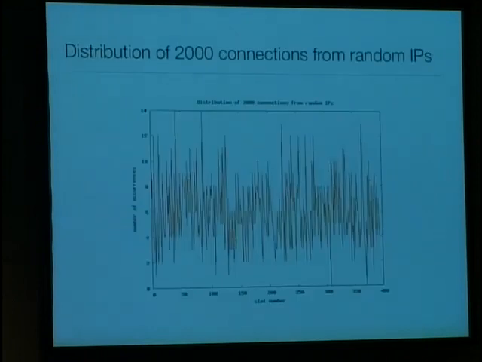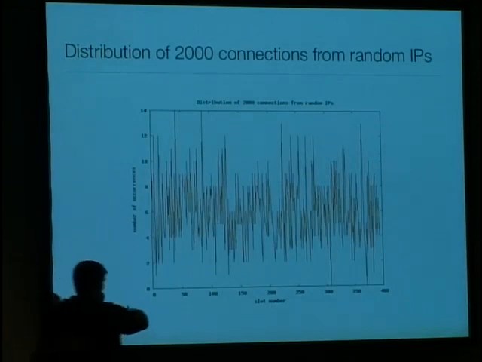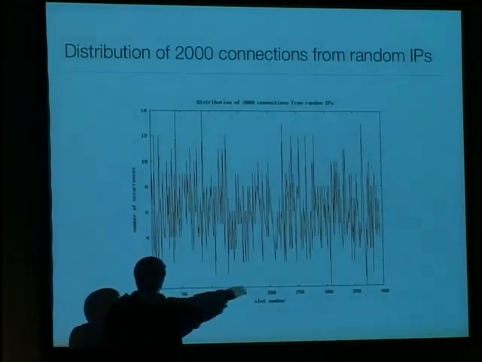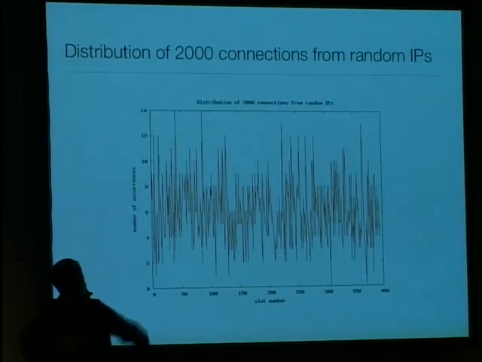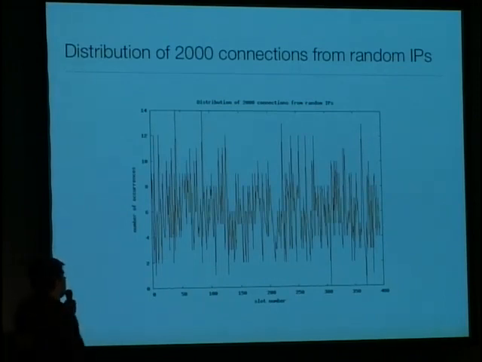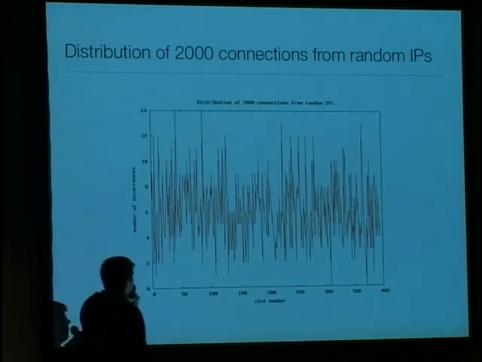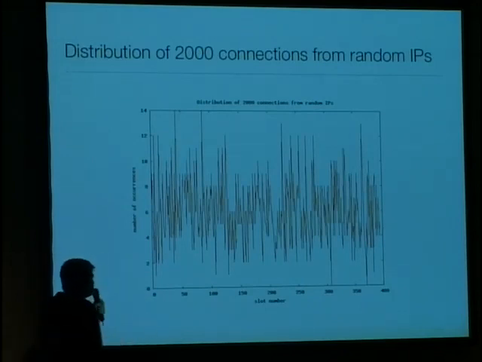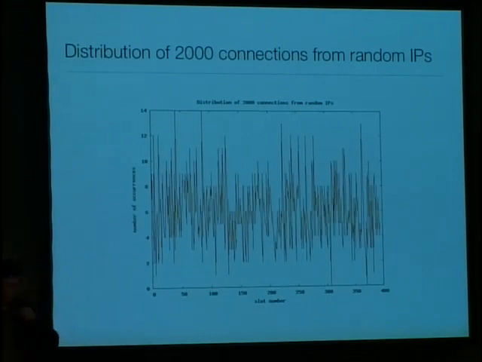On this scale you can see the slots, and on this scale you can see the number of occurrences for a certain slot. And I simply generated 2,000 random IPs and hashed them with the same random value and computed the slot number, and that's how it distributes. Looks pretty good.